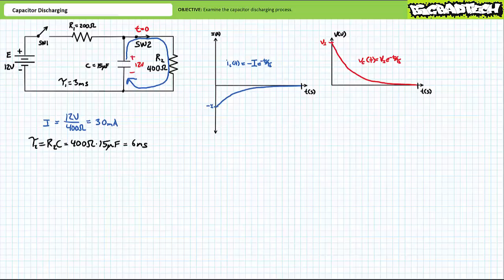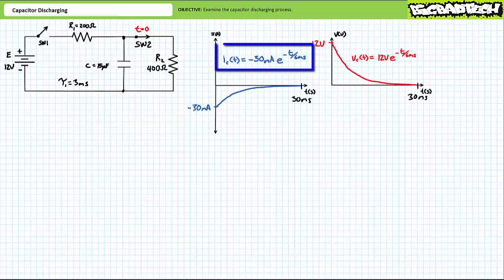The root cause for the longer time constant is obviously the larger resistor through which the capacitor is expected to discharge. Current through the capacitor as a function of time can be modeled as IC of t equals negative 30 milliamperes times e to the negative t over 6 milliseconds, where negative 30 milliamperes is the magnitude of the initial current surge, and 6 milliseconds is the time constant tau 2. The plot of current through the capacitor as a function of time demonstrates it spikes to negative 30 milliamperes and then drops to 0 amps by 5 time constants, or 5 times 6 milliseconds, or 30 milliseconds.